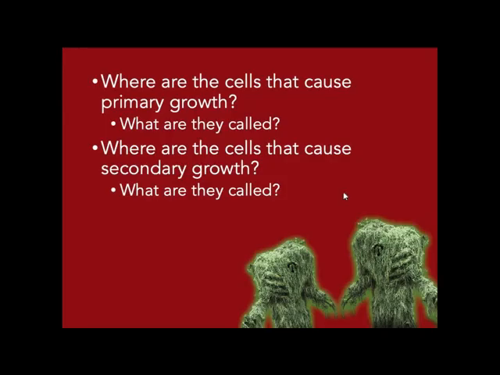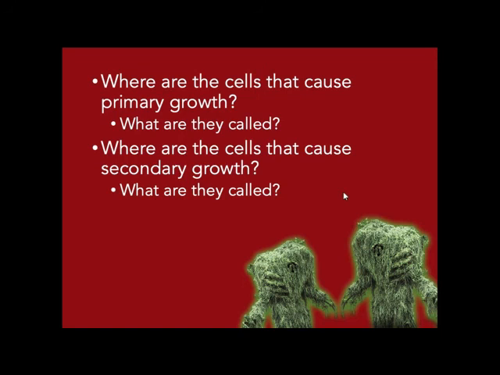All right, so where are the cells that cause primary growth? They're in the middle. Yeah, well, I guess they're in the middle, although where are they when the plant is young? Oh, at the top and the bottom. Yeah, they're at the top and the bottom. So what are they called? The top one's the apical meristem, and the bottom one is the root meristem.